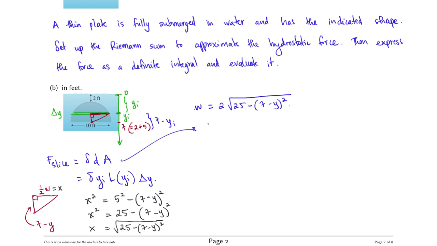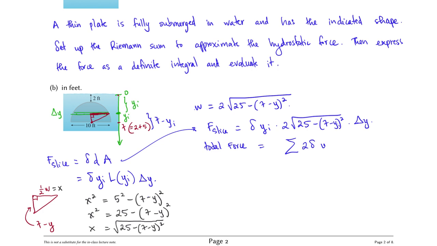Thus, the force on the slice is delta, which is the weight density, times the height yi, times the width, which is 2 times the square root of 25 minus (7 minus y) squared, times the thickness, which is delta y. The total force is the sum of the forces on n slices, the sum as i goes from 1 to n of 2 delta yi times the square root of 25 minus (7 minus y) quantity squared, delta y. This is the Riemann sum for the total force.